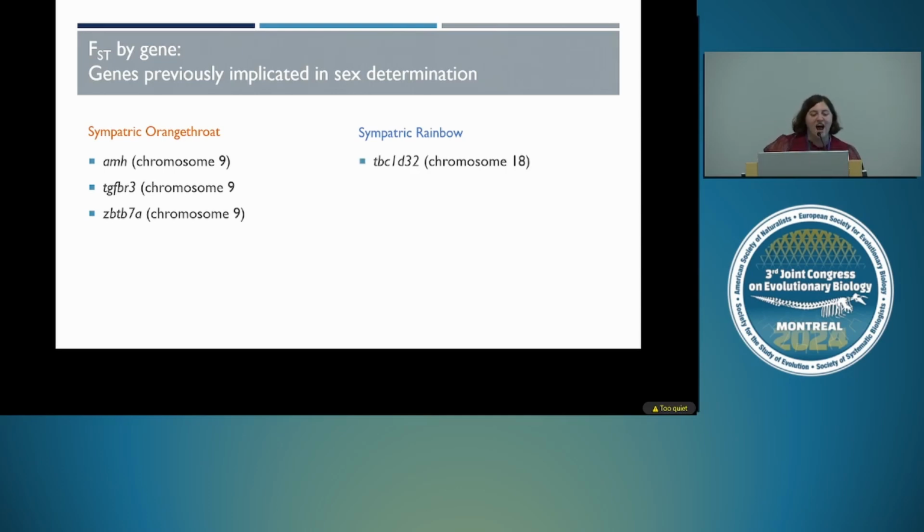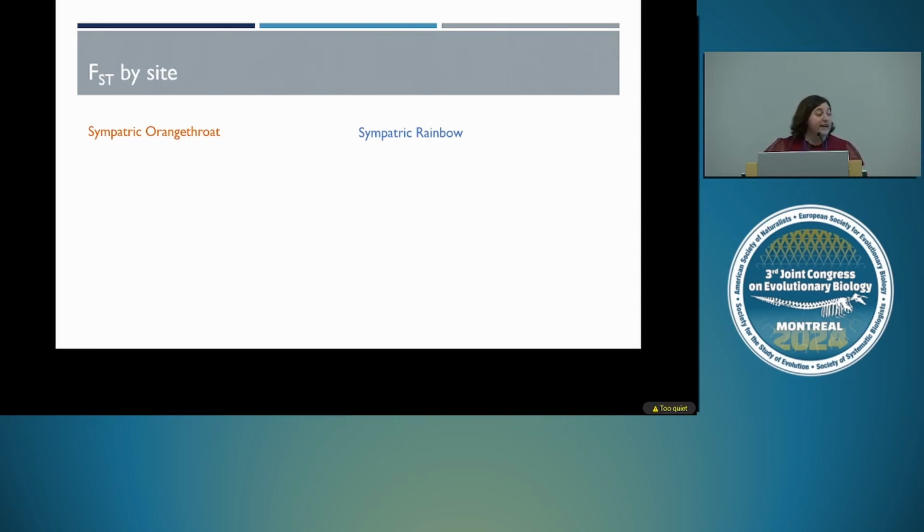Whereas in rainbow darters, we had another gene in that same kind of family as AMH and TGF-BR3 that's been identified for sex determination in other fish species, found on chromosome 18. Yet another gene in that whole family on chromosome 18, and then that shared one with orange throat on chromosome 9.